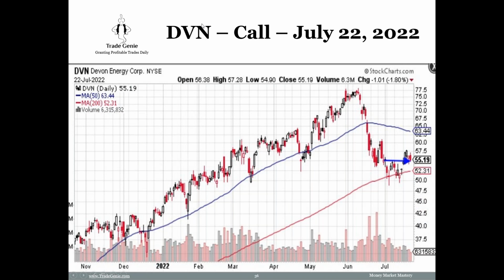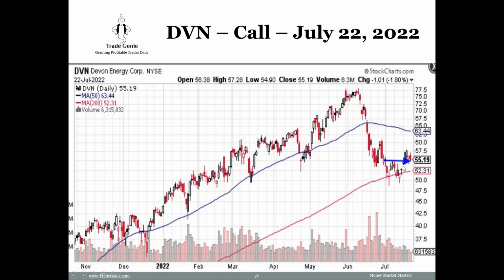DVN. So DVN is an oil stock we trade, or EOG, DVN, CVX, PSX, SLB, all these, XOM, Chevron and Exxon, where you pay for the gas. When you buy from Valero, you pay for the gas and you make money from these stocks.